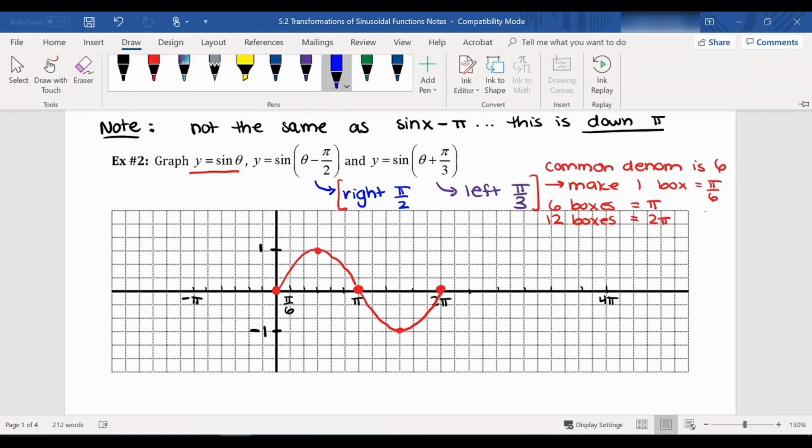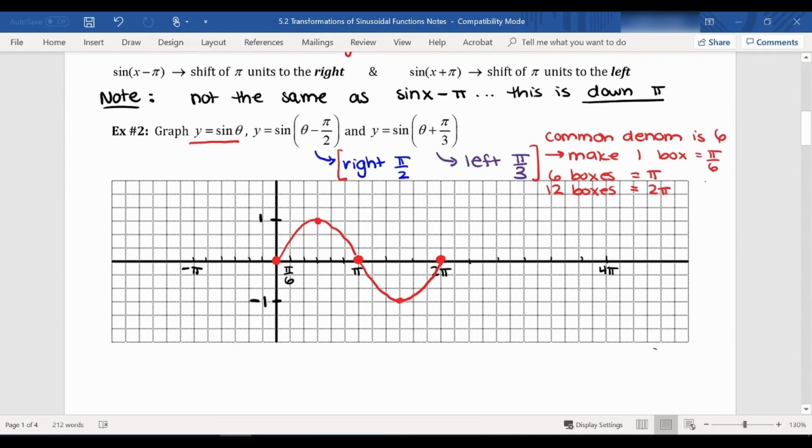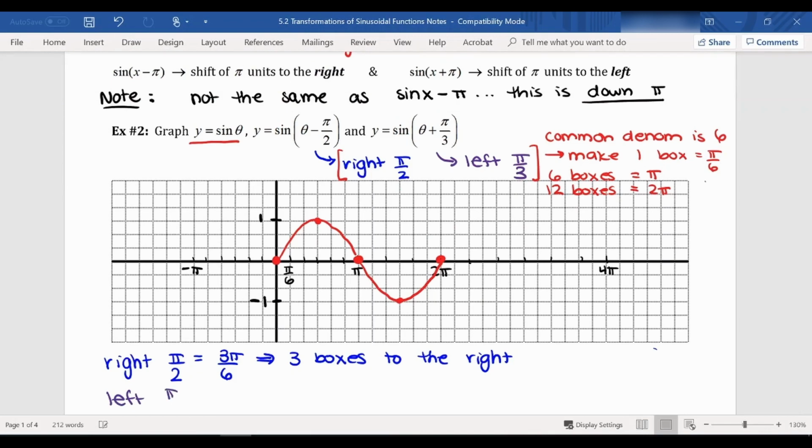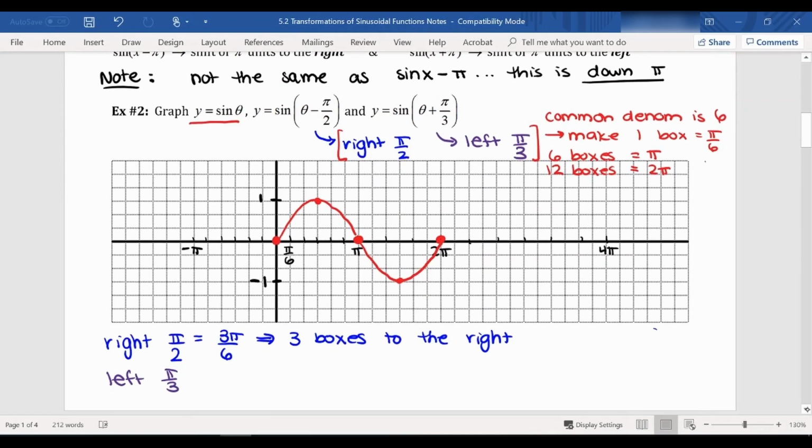So if I wanted to move to the right by pi over 2, I need to figure out how many boxes that is. If I'm moving right by pi over 2, the question is, what is this in terms of pi over 6? This is the same as 3 pi over 6. So this is going to be 3 boxes. Our other one that we have to move is left by pi over 3. And so the question is, what is this with a denominator of 6? This is the same as 2 pi over 6, which means we're going to move 2 boxes to the left.